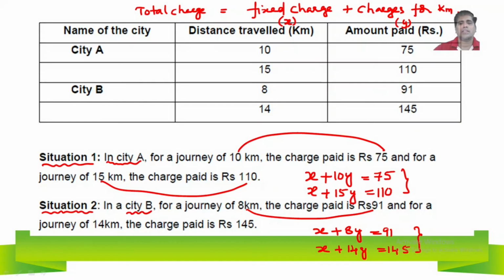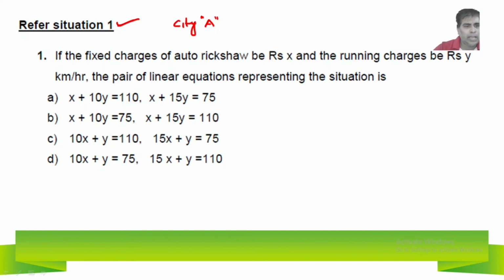What we got as the answer in the previous slide: x plus 10y is equal to 75 and x plus 15y is equal to 110. This is the situation. Already we wrote the pair of linear equations in two variables. Same question he is asking here. So x plus 10y is equal to 75, x plus 15y is equal to 110. This situation represents city A.